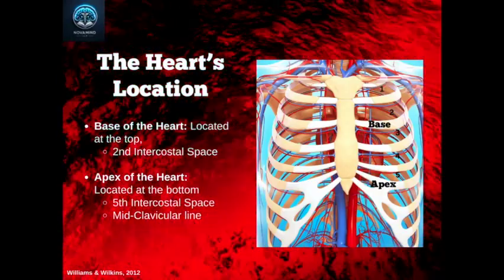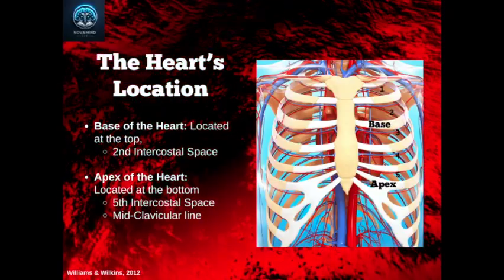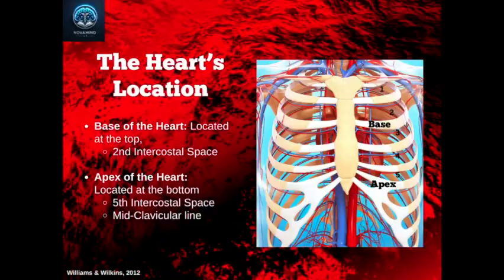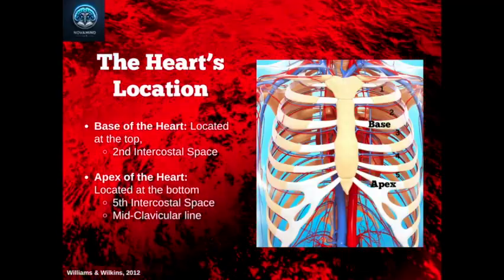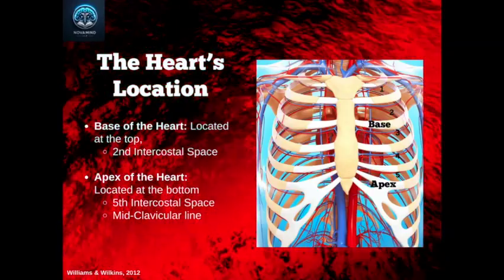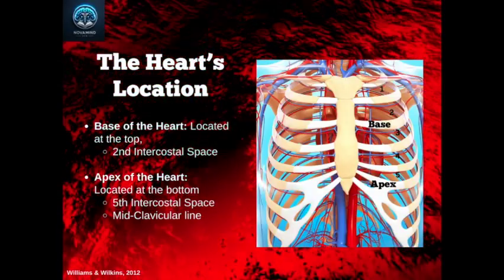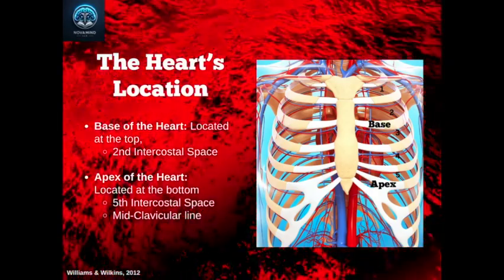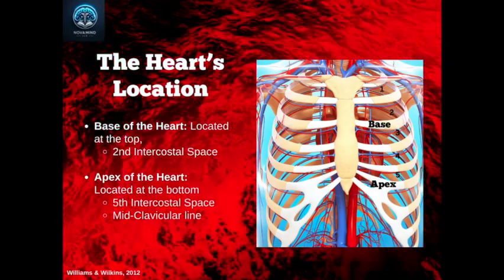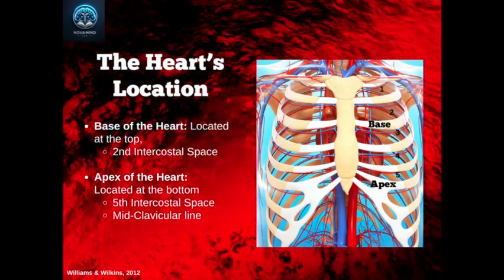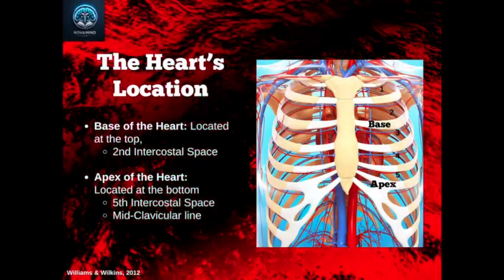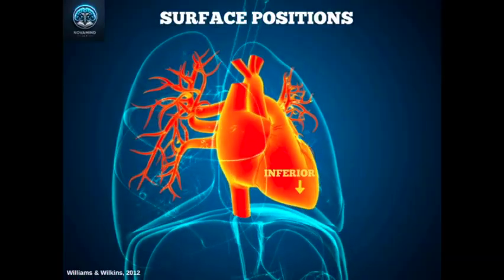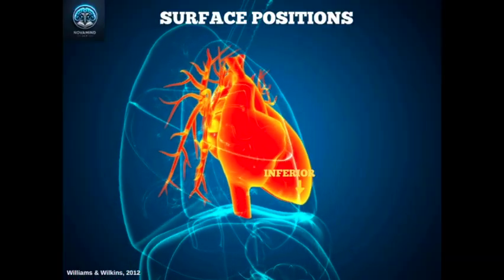The base of the heart, which is the topmost part, is aligned with the second intercostal space. This is a key reference point when interpreting certain EKG leads. The apex, or the bottom of the heart, is situated at the fifth intercostal space, in line with the midclavicular line on the left side. This location is essential for identifying the point of maximum impulse, which is PMI, and is a critical area of focus during cardiac assessments. It's also important to know the definitions of the surface positions.